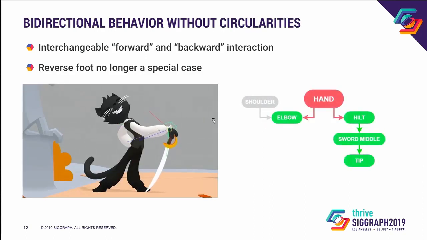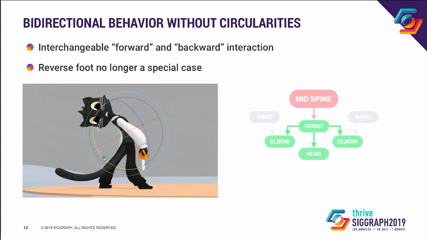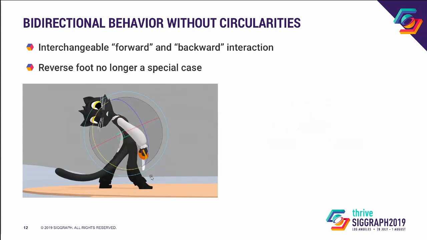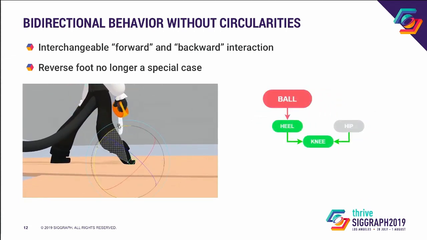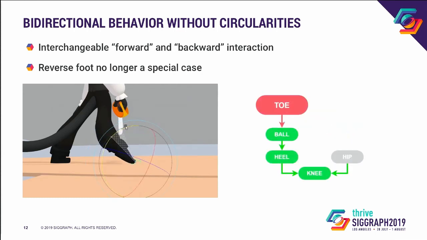It also allows me to get bidirectional behavior without having to manage and break circularities, because I'm rebuilding the graph for each interaction, depending on what the user has selected and what mode they're in. One of the things that gets you rather easily is interchangeable forward and backward kinematics. So you essentially have FK and backward K.